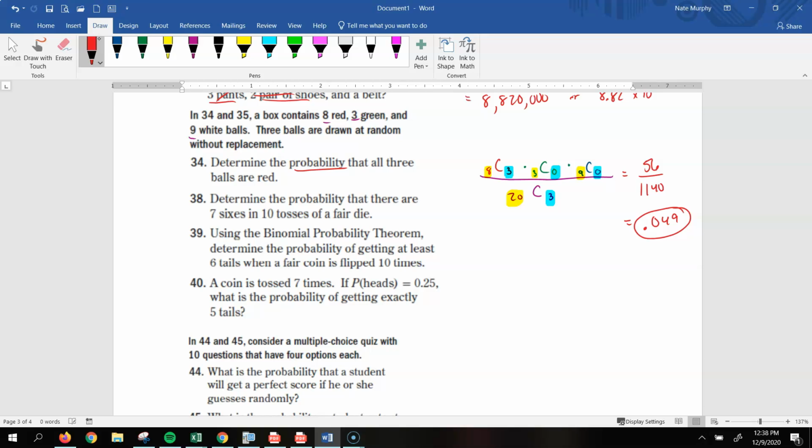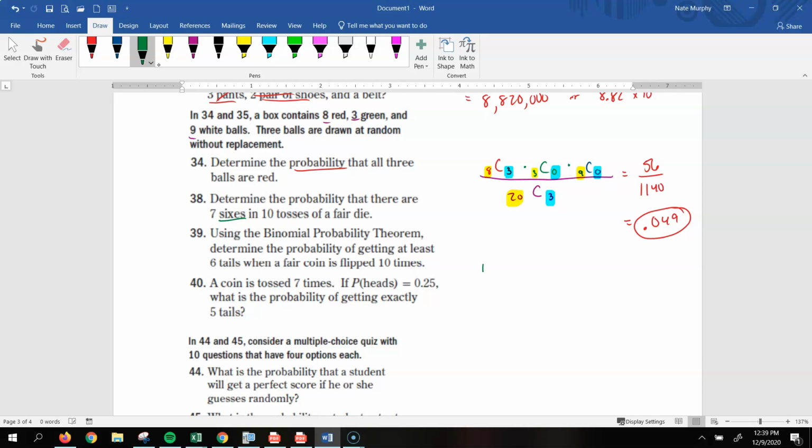It says determine the probability that there are 7 sixes in 10 tosses of a fair die. Now this is a probability again, so there's a couple of different ways we could do this. Okay, 7 sixes. So we're finding the probability of getting a 6. So in essence, we could treat this as a binomial probability.